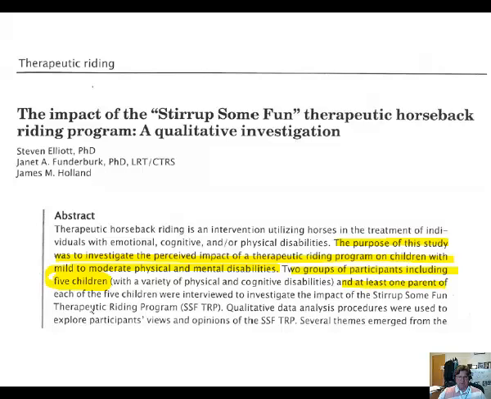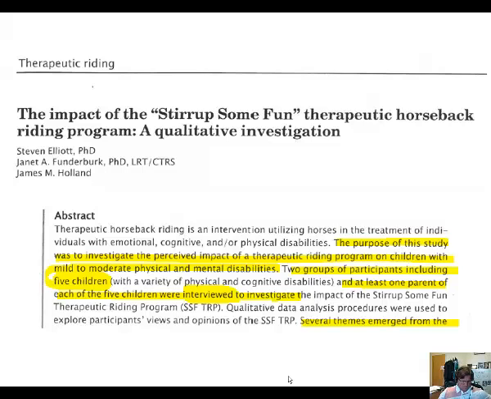And at least one parent of each of the 5 children was interviewed. Another big component of qualitative research was to investigate the impact of the Stirrups and Fun riding program. Qualitative data analysis procedures were used to explore participants' views and opinions of the program. And then in the abstract I went on to talk about some themes that emerged.